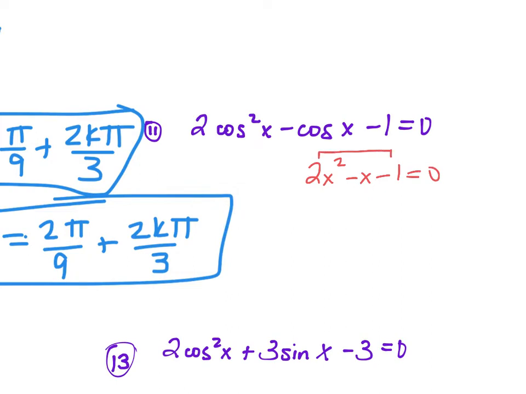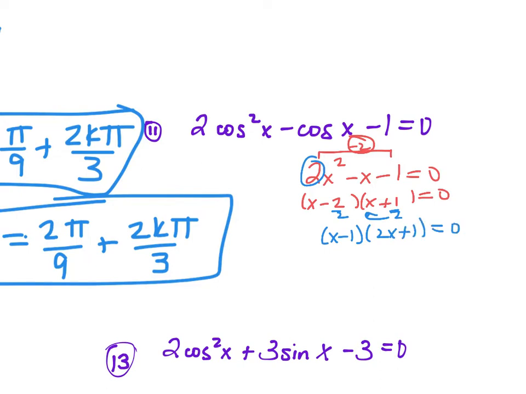If I was going to factor this, a times c. What are the factors of negative 2 that multiply to give me a negative 2 but add to give me a negative 1? So it would be x minus 2, x plus 1. Now, our a term is not 1, so I'm going to divide both by 2. So I'm left with x minus 1. This doesn't divide pretty, so then 2x plus 1 equals 0. We can now replace our x with the trig function, so remember it was cosine.